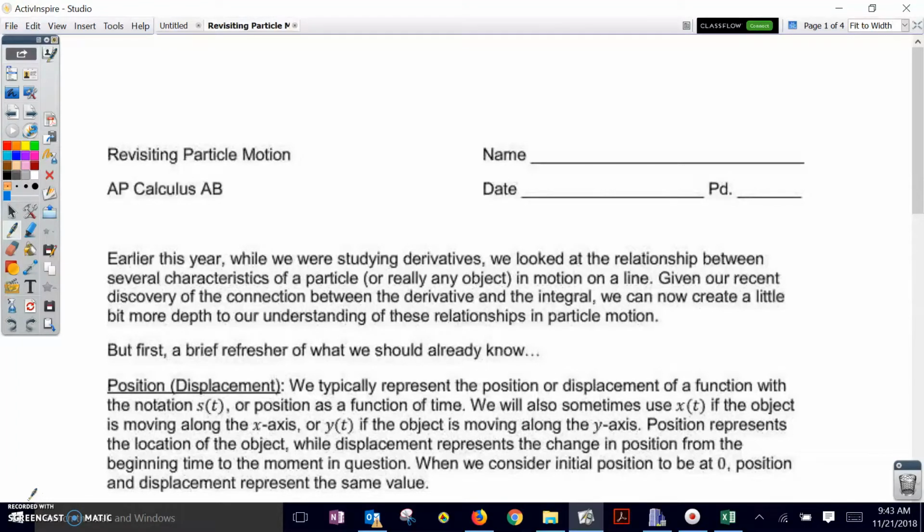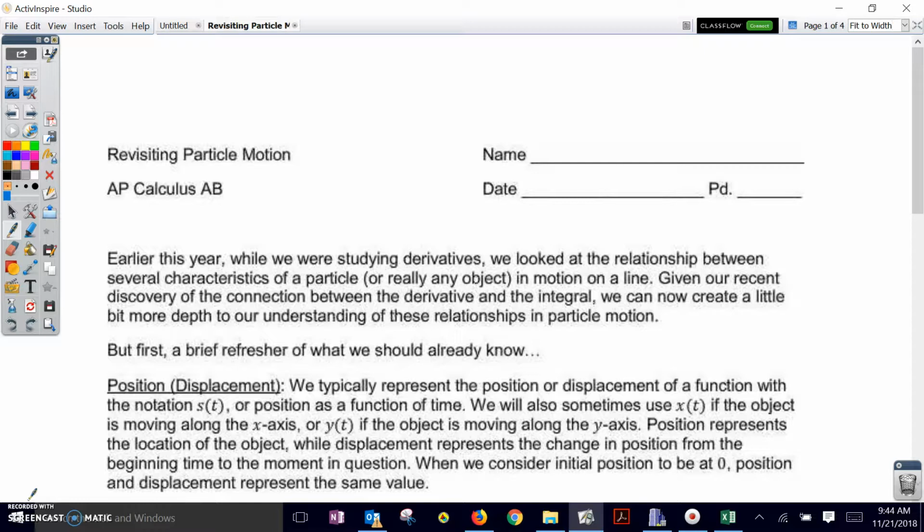Alright, welcome back everybody. In this video we're going to look at the first couple of examples from the Revisiting Particle Motion lesson. Now remember, back when we studied derivatives, we talked about the relationships between various values related to the motion of something along a line. The relationship that if we knew position and we took the derivative of the position function with respect to time, we would end up with a function representing velocity. And if we took the derivative of the velocity function with respect to time, we ended up with acceleration. And we also looked at the fact that speed was the absolute value of the velocity function.